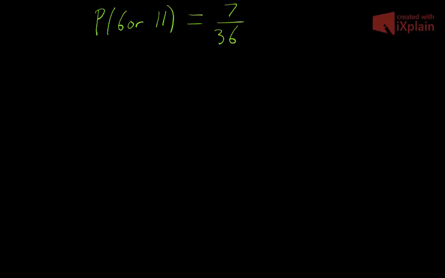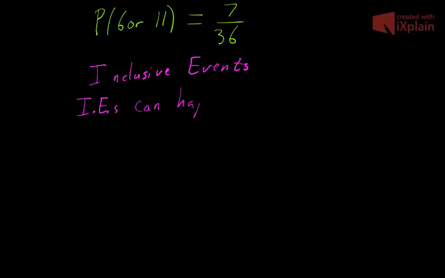So an inclusive event is going to be any pair of events that can happen at the same time. So inclusive events can happen at the same time. So this is going to be like I roll 2 dice. What's the chance of either the first die being a 1 or the second die being a 1? It's possible for them both to be 1s, so this is going to be an inclusive event. I'm going to show you the formula, then show you how it's used.